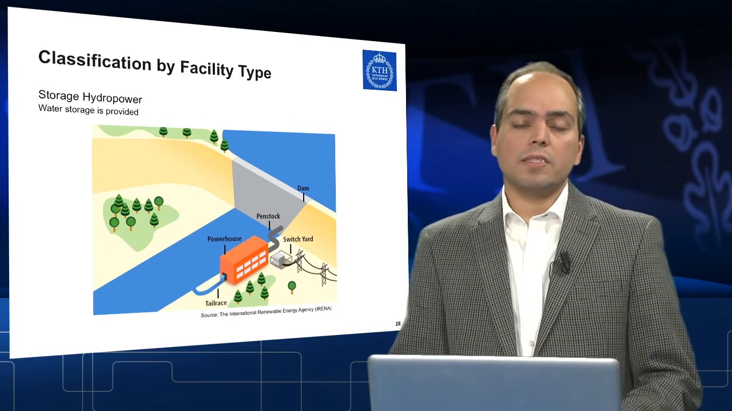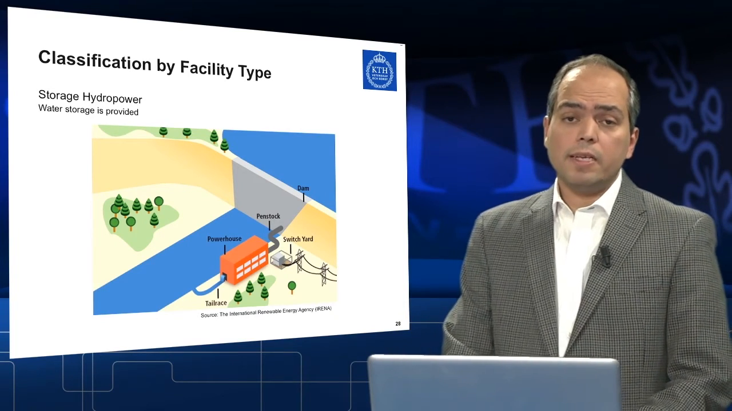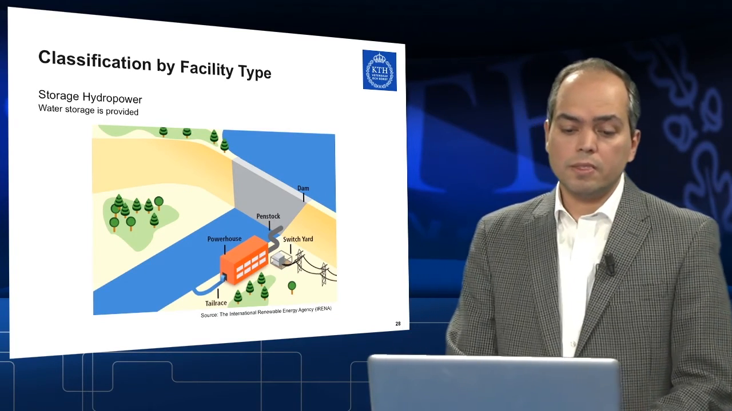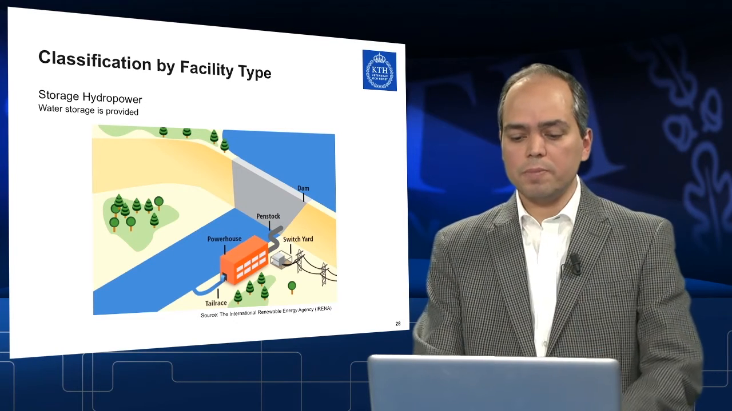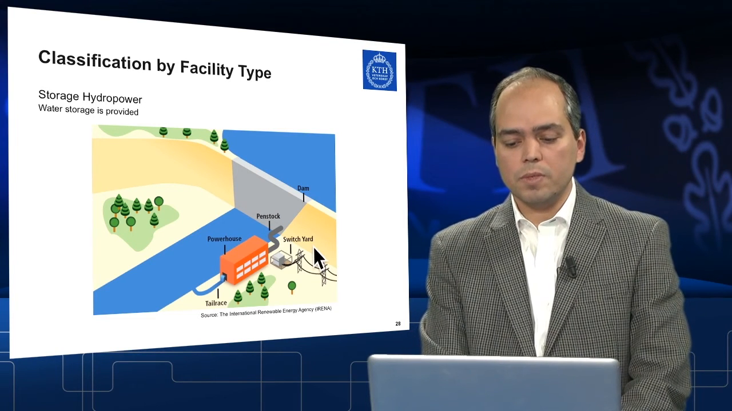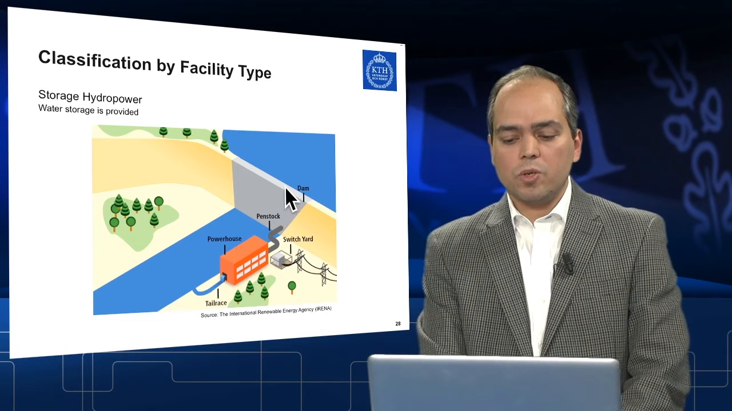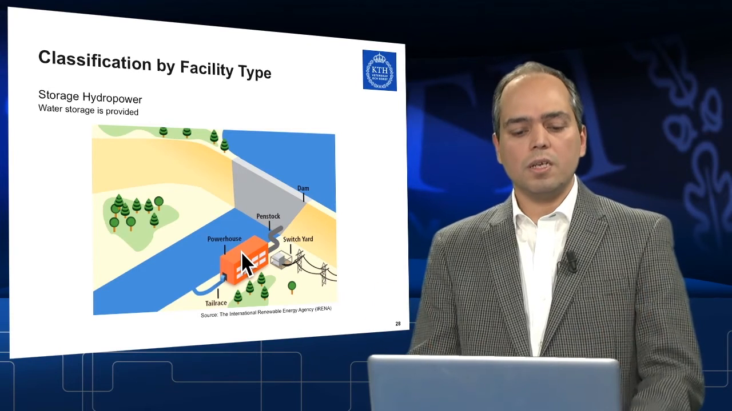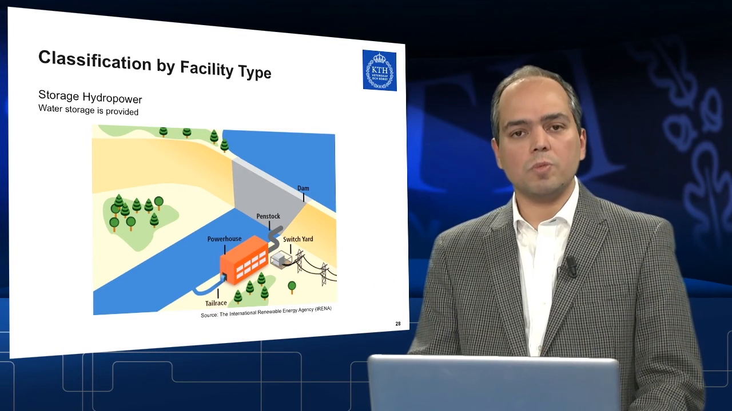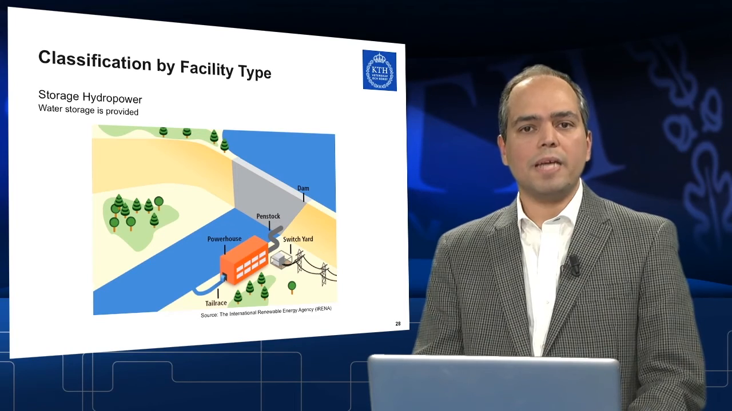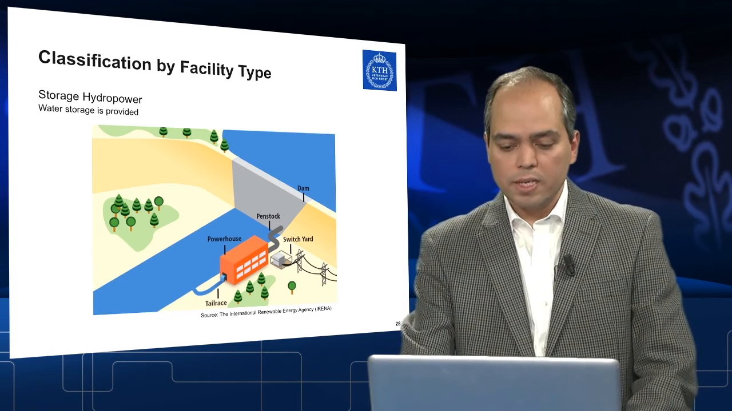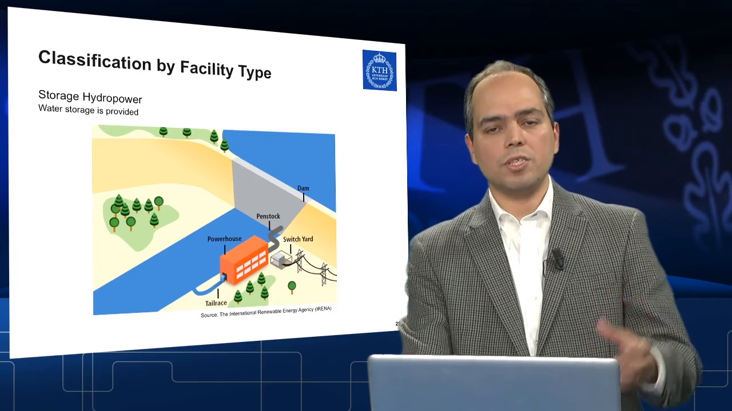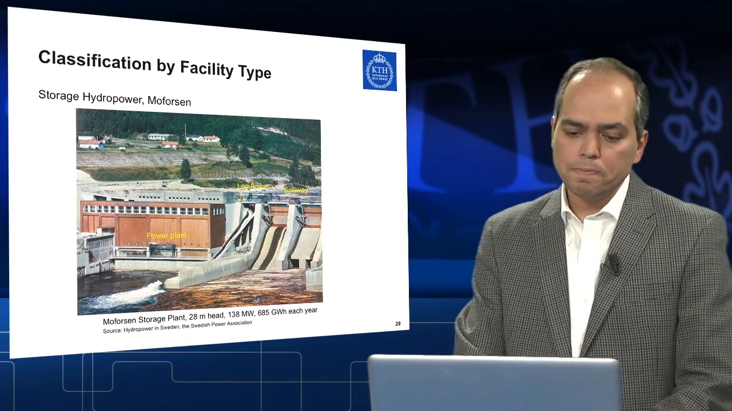So we get back to this classification by facility type. And then the second type of facility is the storage hydropower. This is a very simplified picture that shows a dam which is built with a reservoir here, and then water is transported by penstock toward the powerhouse. So this is the concept of the storage hydropower, and this concept is used mainly for large-scale hydropower plants because it has certain advantages, as we will discuss.